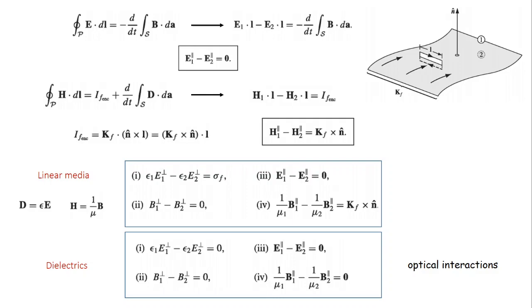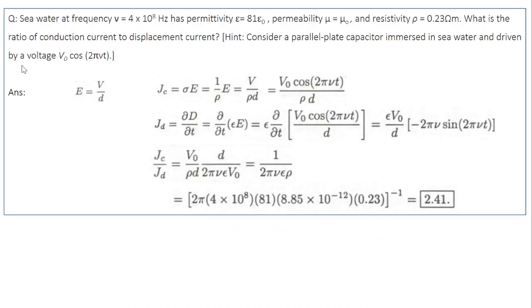So that's about the boundary condition. And before winding up, let's do a simple problem. Seawater at frequency nu equal to 4 times 10 to the power 8 Hertz has permittivity epsilon equal to 81 epsilon naught, permeability mu equal to mu naught, and resistivity rho equal to 0.23 ohm meter. What is the ratio of conduction current to displacement current? So a clue is given. Consider a parallel plate capacitor immersed in seawater which is driven by a voltage V equal to V0 cos 2 pi nu t. So we need to calculate conduction current J_C and displacement current J_D and find the ratio of these two.